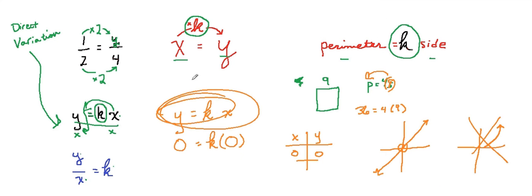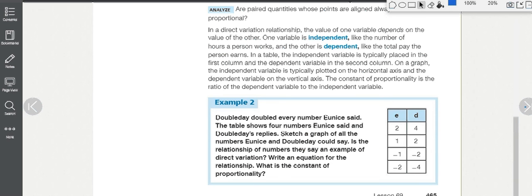And in our examples here, to me, it's the x that is independent. That could be anything, right? Y depends on x. If x is 2, then y is 4. And if x is 3, then y is 6, or whatever. So y is, I think, the dependent in our traditional direct variation equation, and x is independent.